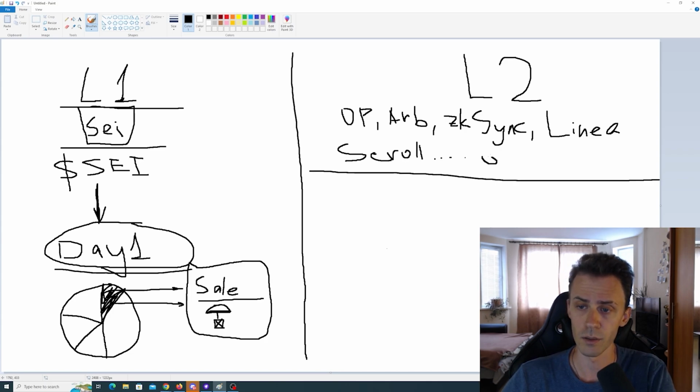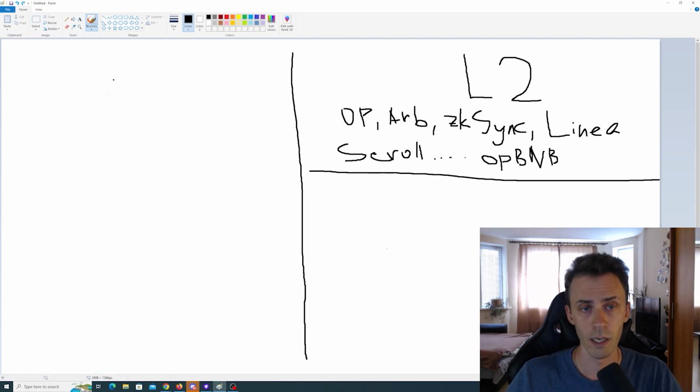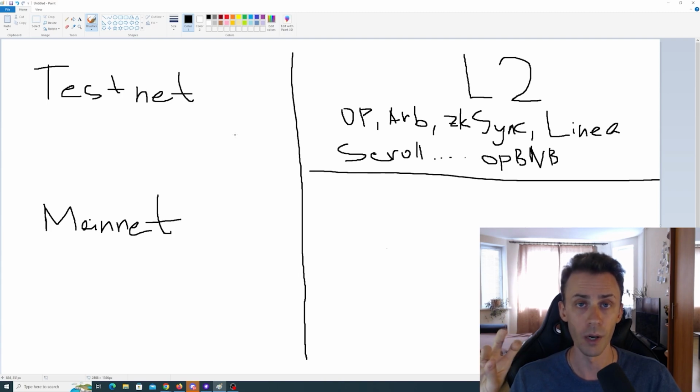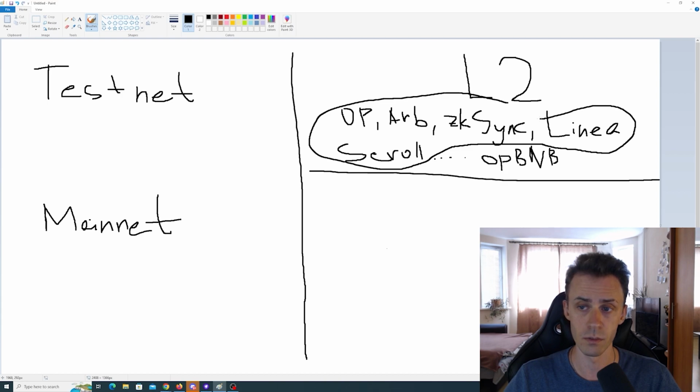Actually, let me add opBNB here, because it's the only one that's gonna be on top of a different chain from Ethereum. I deleted the L1 part so it's easier to see. We're also gonna have testnet and the mainnet for the L2 compared to L1. It's using the native token of their parent chain for gas. So for all of these chains, they're using what? They're using ETH.